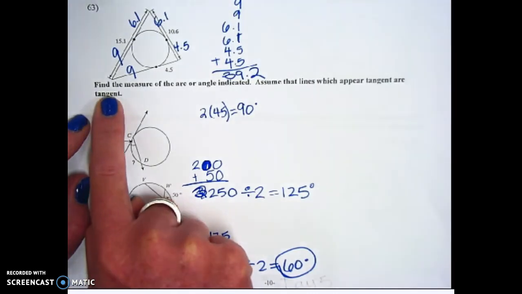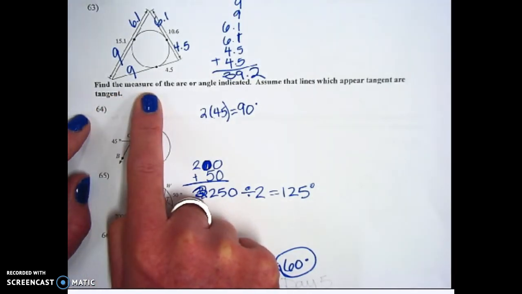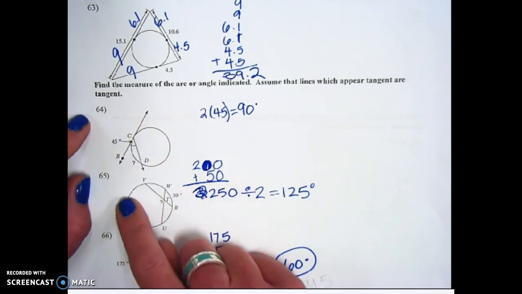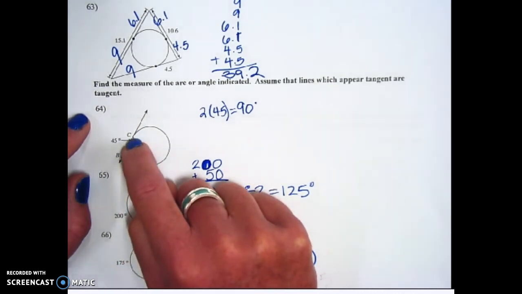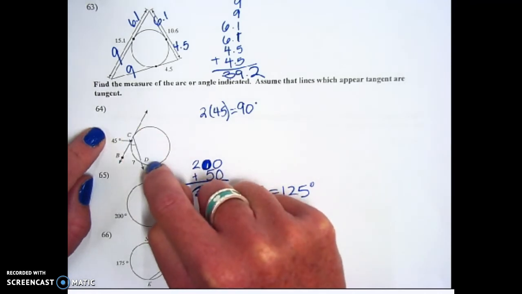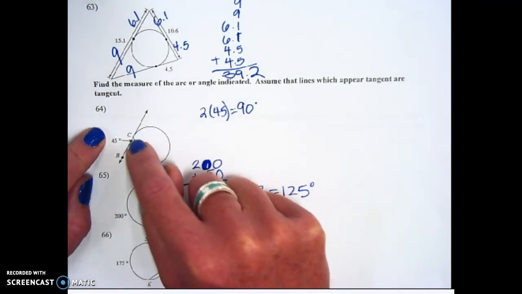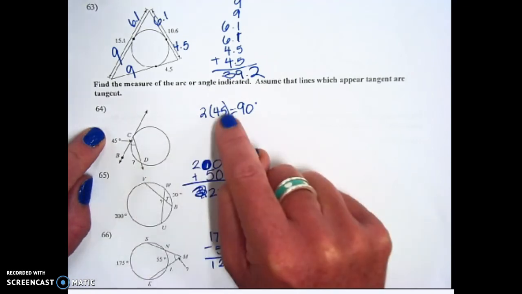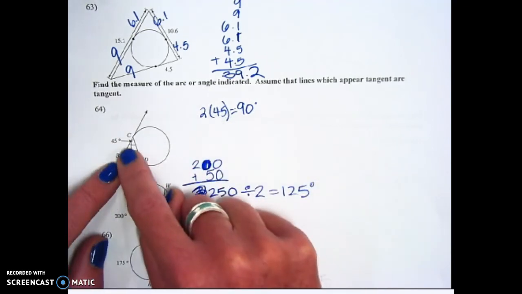Number 64, find the measure of the arc or angle indicated. Assume that lines which appear to be tangent are tangent. So this vertex is on the circle, which means it's going to be half of the intercepted arc. So if we know the angle, we're going to go the other direction, and that means we're going to double it. So that means that arc is going to be 90 degrees.